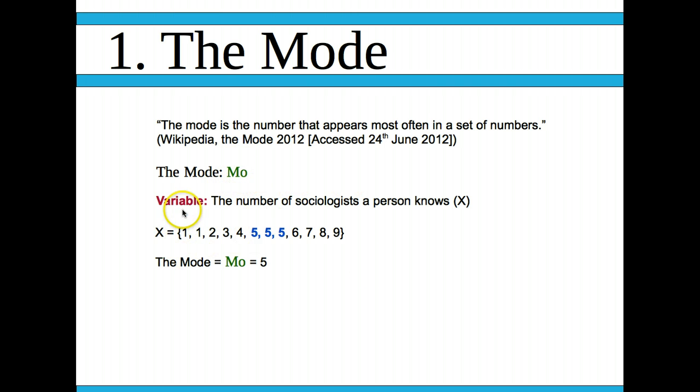So in our example, we're going to talk about a variable that is the number of sociologists that a person knows, X. So we call this sample or our population X, and then we list all the observations that we have in this sample. So this person knows one sociologist, this person knows four sociologists, and these three people here, they know five sociologists. And this is the most common value we can find in our sample. So the mode then becomes 5. And it's the value of the mode that we list here. So the mode is 5.